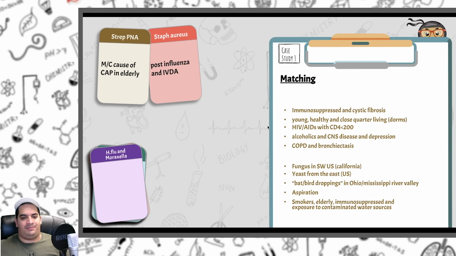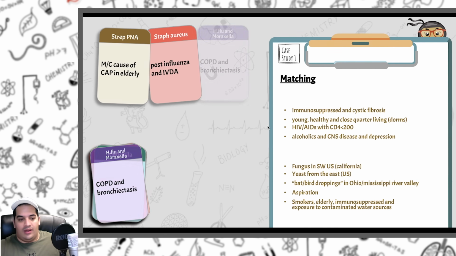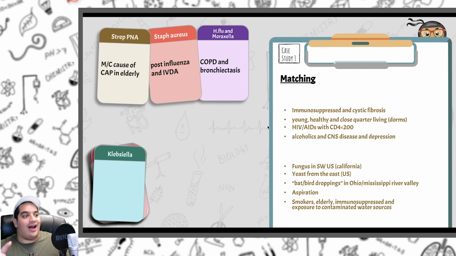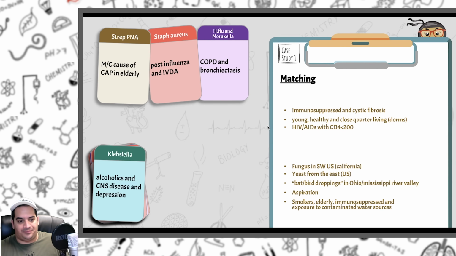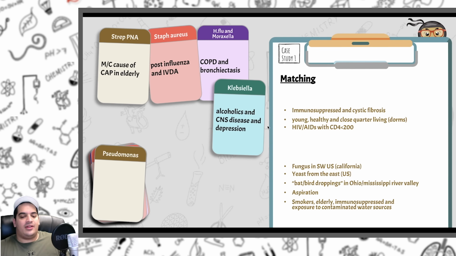The next one is H. flu and varicella. So for H. flu and varicella, I want you to think about COPDers and even some degree of bronchiectasis. The next one here is Klebsiella. Think about alcoholics and CNS disease and depression. Anything that increases the risk of aspiration would be Klebsiella. And then Pseudomonas, definitely think about immunocompromised or immunosuppressed, and cystic fibrosis is a harbinger for Pseudomonas as well.